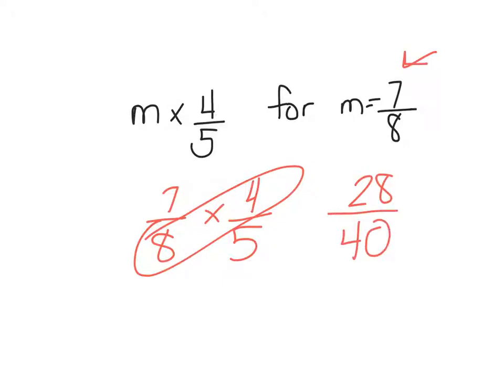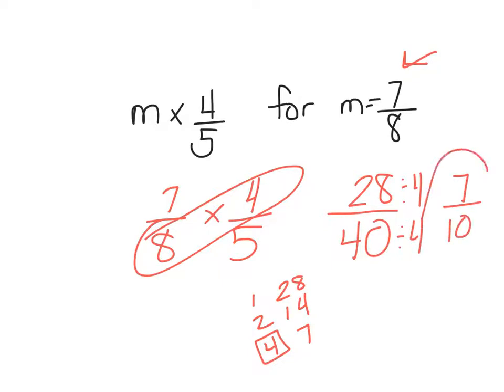So now it's time to decide what to simplify by, what to divide by. My factors for 28 are 1 and 28, 2 and 14, 3 and nothing, 4 and 7. I notice that I can divide by 4. 28 divided by 4 is 7. And 40 divided by 4 is 10. 7 is a prime number. It doesn't go into 10, so now I'm done.